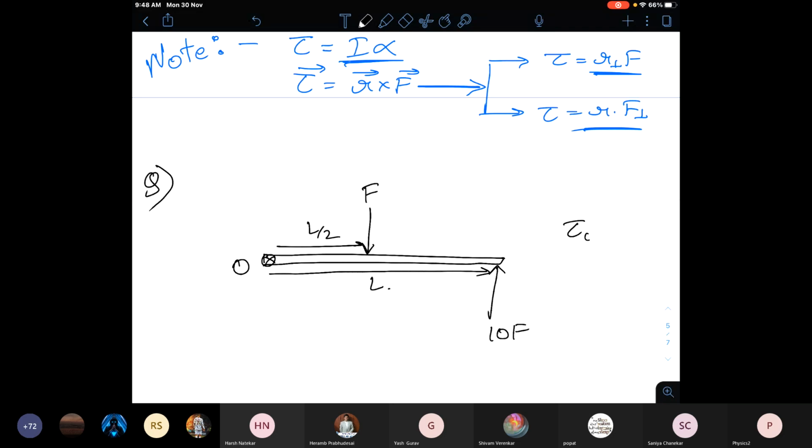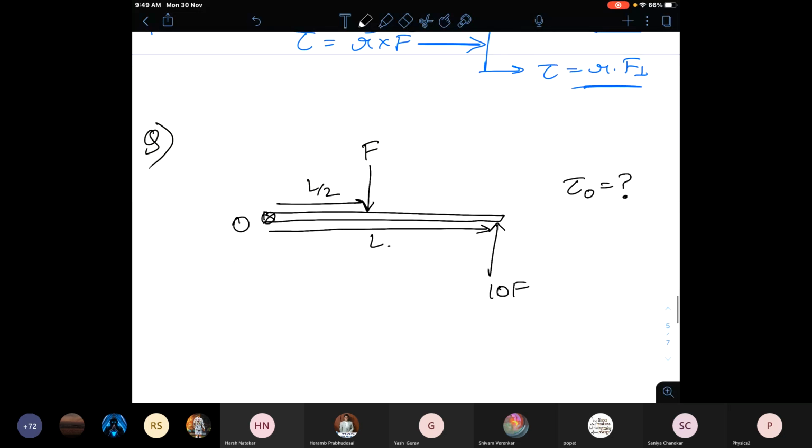Here you have to find the net torque about point O. There are two forces here, and both the forces are capable of producing torque. So just solve them one by one. Let's take the F force first.